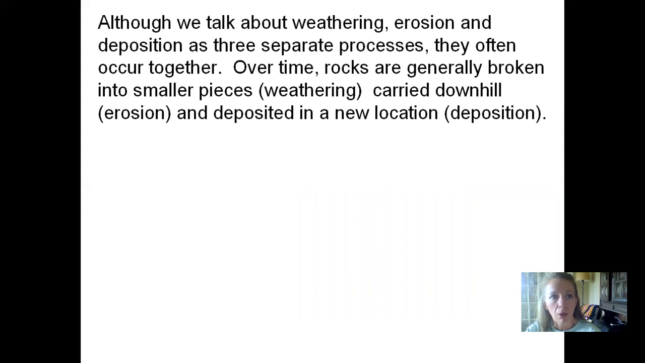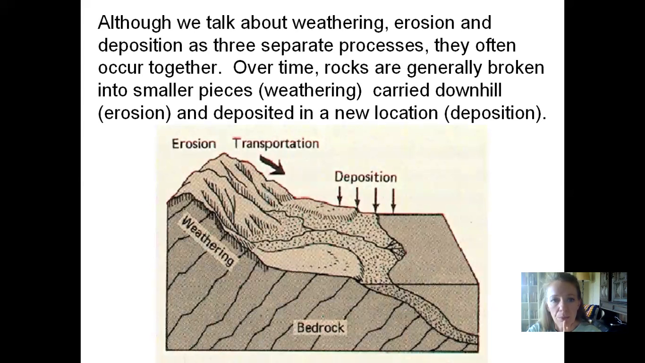Although we talk about weathering, erosion, and deposition as three separate processes, they often occur together. This is the interrelation that I'm going to be asking for a little bit later. How are they interrelated, meaning working together? Over time, rocks are generally broken into smaller pieces, which is weathering. Then they are carried downhill, which is erosion, and then they are deposited in a new location. This is deposition, as you see here.